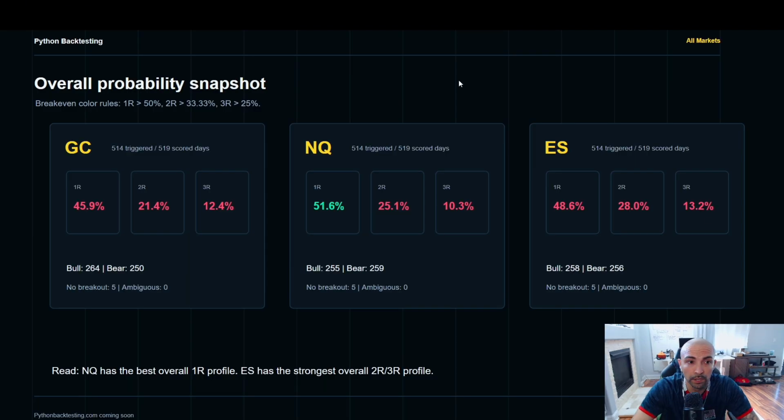All right. So I got gold, NQ, and ES all in this PowerPoint. If you just take the ORB alone and you take the amount of trades, we had 264 bullish trades and 250 bearish trades for gold, a total of 514 trades, across NQ and ES as well. And on NQ, we actually had a 1R just profitable, a little bit over 51%. Everything else is in the red, as in non-profitable.